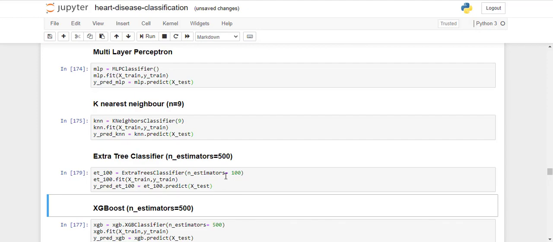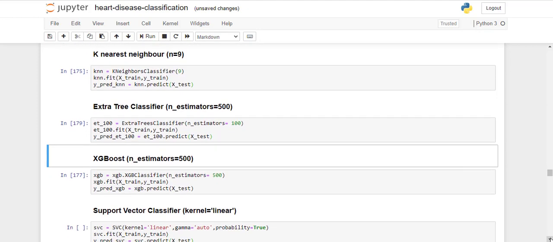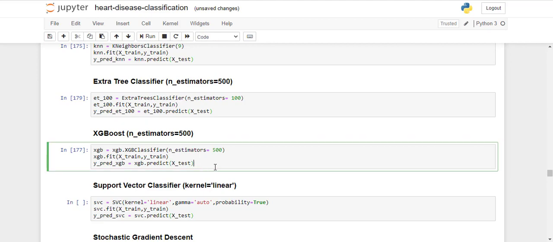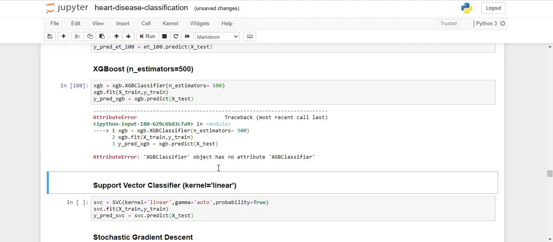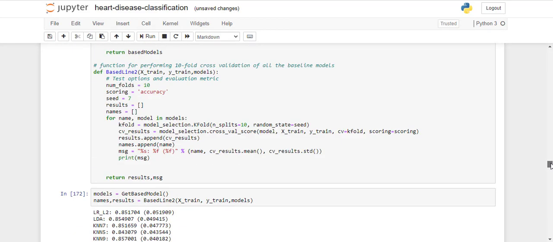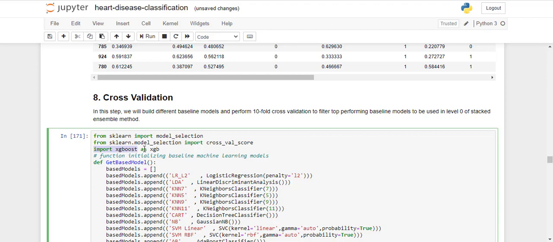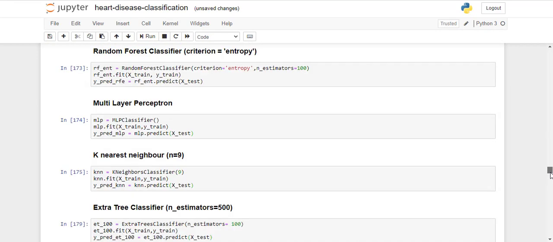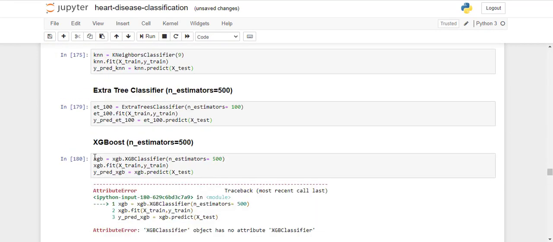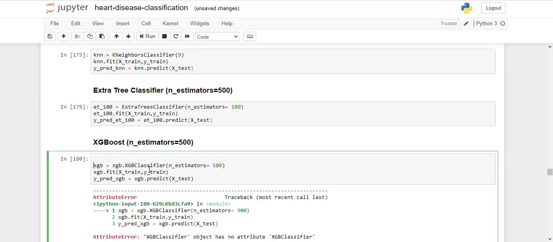Okay. Now comes the XGB. XGB performs well with 500. Okay. This is the problem with XGB. Actually, for XGB, we have to define XGB whenever we are using it. This is the problem. So we'll define it here. Let's see.